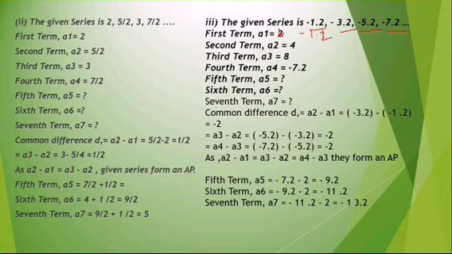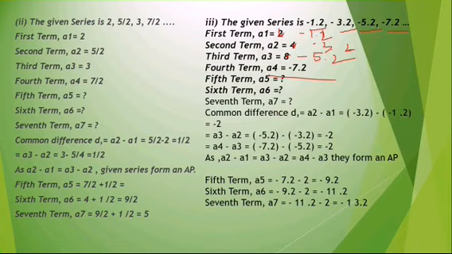Now the second term will be considered as minus 3.2 and the third term will be considered as minus 5.2. Fourth term will be considered as minus 7.2. Now the fifth, before finding fifth term, we need to find whether they are in AP or not. So now we need to find the common difference.